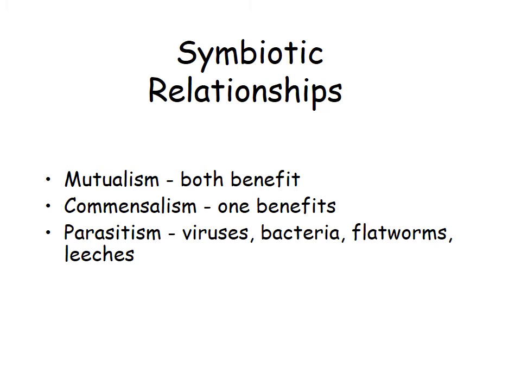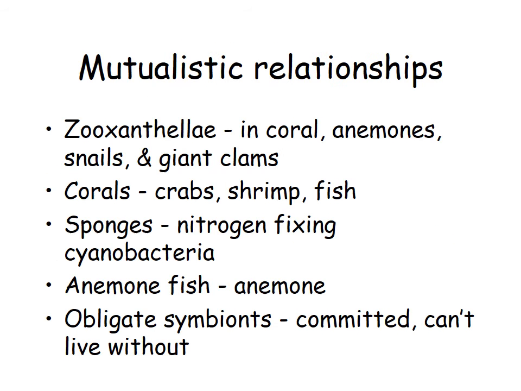Mutualism: both organisms benefit. Commensalism: one benefits, one is not affected at all. And then parasitism, where you get these viruses, bacteria, flatworms, leeches. One is harmed, one is benefited. All right, so some mutualistic relationships in the ocean: the zooxanthellid corals, anemones, snails, and giant clams.